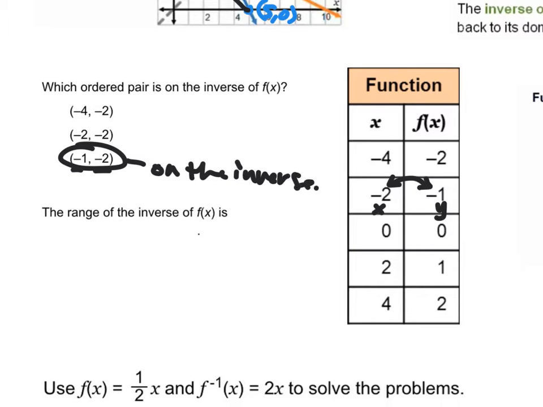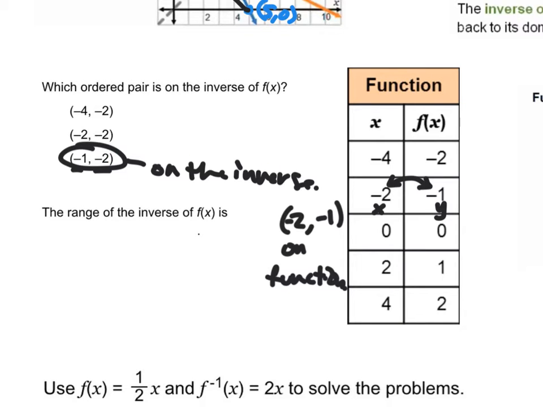This is on the inverse. The only reason I got that is because I looked here and saw that I had the point -2, -1, which is on the function. If I want to know what point is on the inverse, I just switch those values, and that's on the inverse.